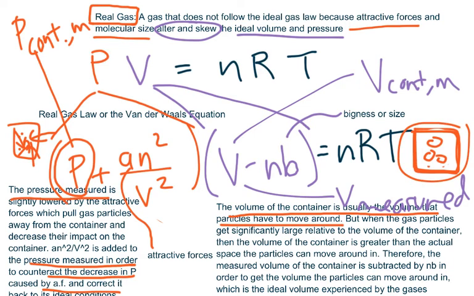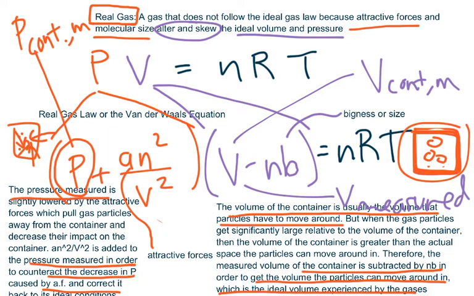Therefore, the measured volume of the container is subtracted by nb in order to get the volume the particles can move around in, which is the ideal volume experienced by the gases. So by subtracting the volume measured, which is the volume of the container, minus the volume of the particles, which is nb, you essentially get the ideal volume experienced by the gas.